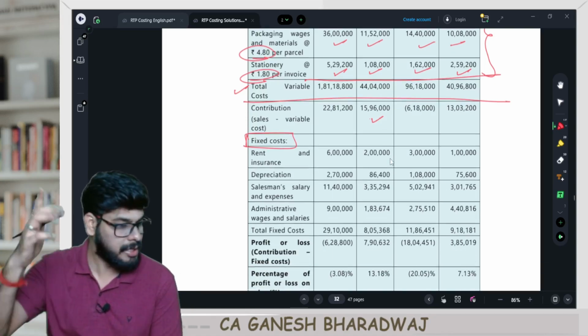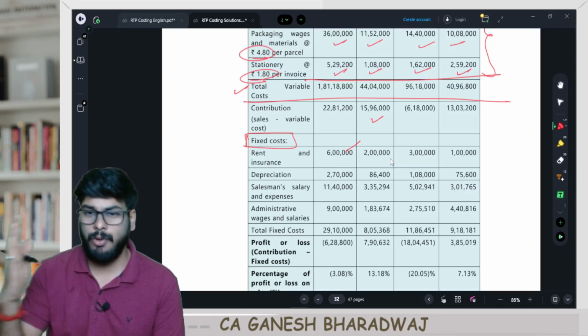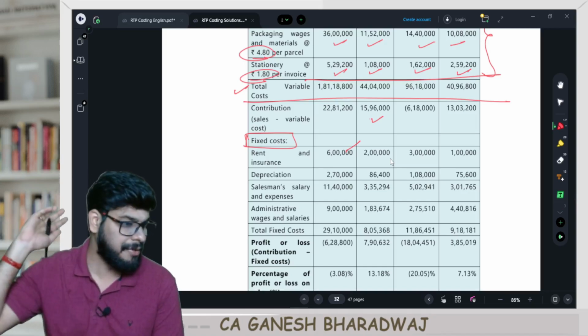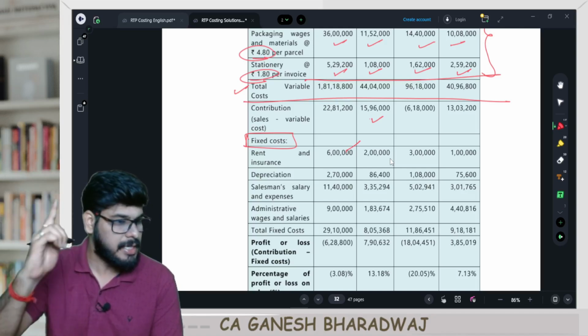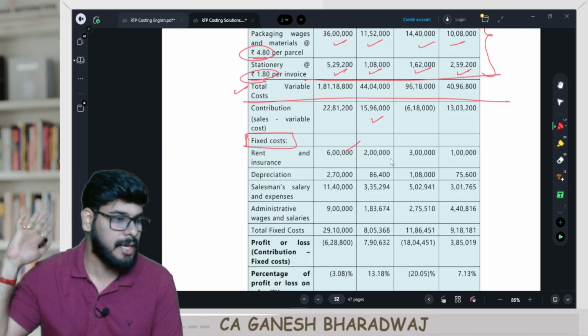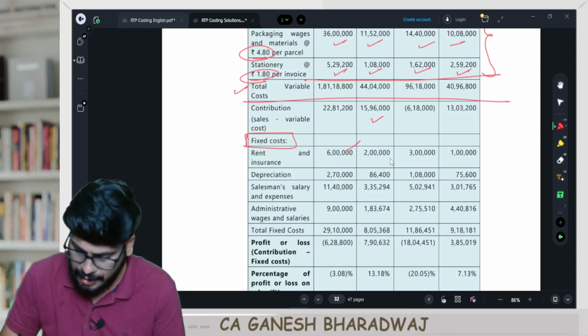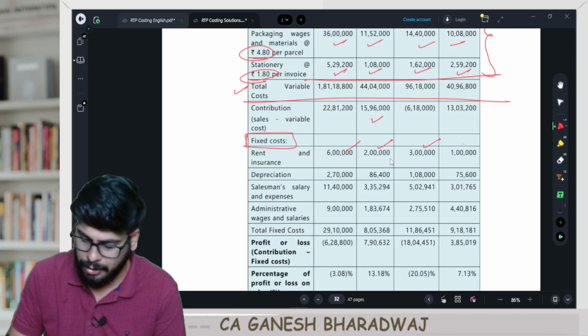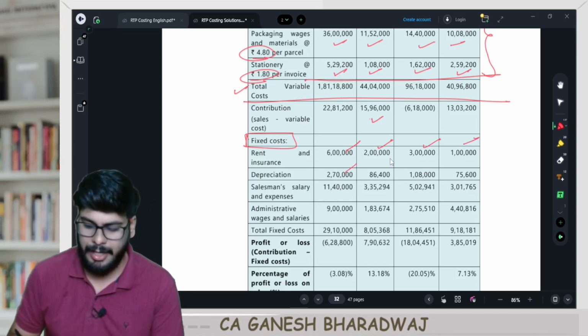Rent and insurance, the figure is given as 6 lakh rupees. Now this 6 lakh is a total figure. How do I apportion between the products? They have given the basis of apportionment, square feet. Product wise, do I have the square feet? Yes. 72,000 is to 1,08,000 is to 36,000, right? That is basically in the ratio of 2:3:1. So 6 lakh is going to be apportioned as 2 lakh, 3 lakh and 1 lakh. As simple as that.